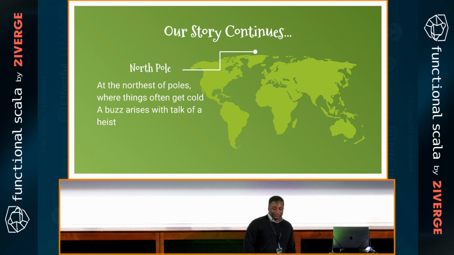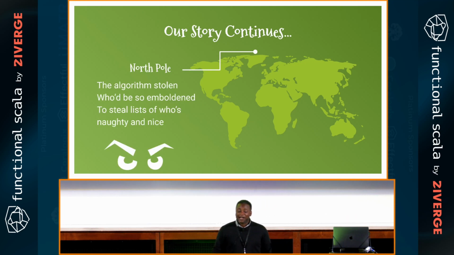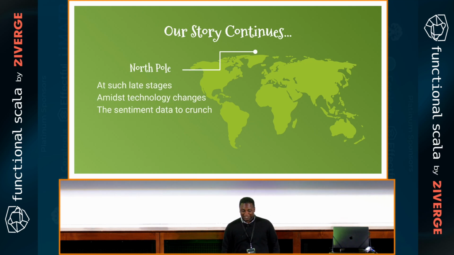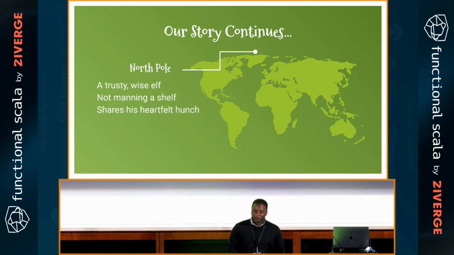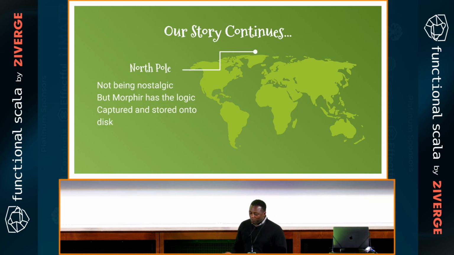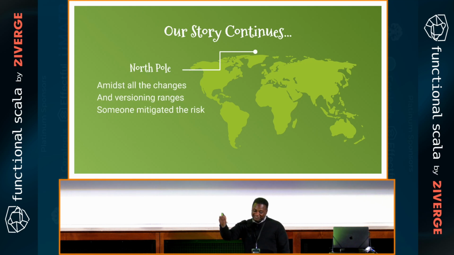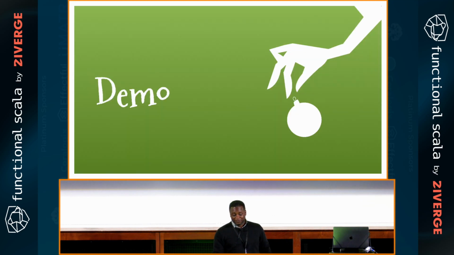So our story continues. At the North Pole, where things often get cold, a buzz arises with talk of a heist. The algorithm stolen, who'd be so emboldened to steal lists of who's naughty and nice. At such late stages, amidst technology changes, the sentiment data to crunch, a trusty wise elf, not managing a shelf, shares his heartfelt hunch. Not being nostalgic, but Morphir has the logic captured and stored onto disk. Amidst all the changes and versioning ranges, someone mitigated the risk.